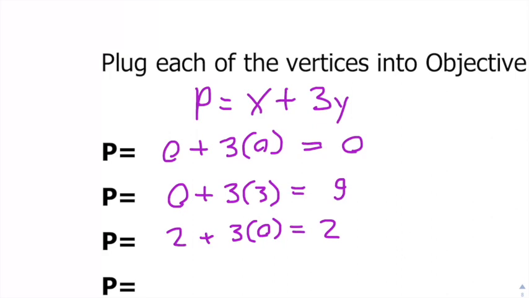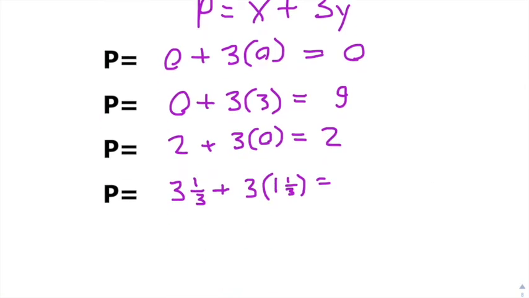And then here's the fun one. It was 3 and 1/3 plus 3 times 1 and 1/3. Alright, so 3 times 1 and 1/3 should come out to 4 actually. So we're going to do 4 plus 3 and 1/3, which comes out to 7 and 1/3.